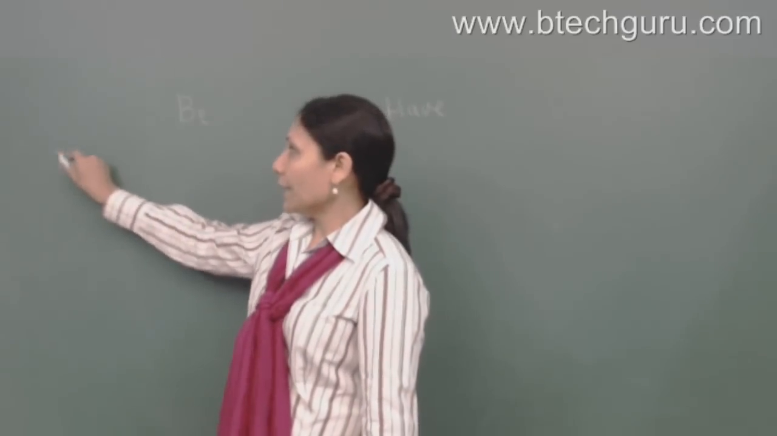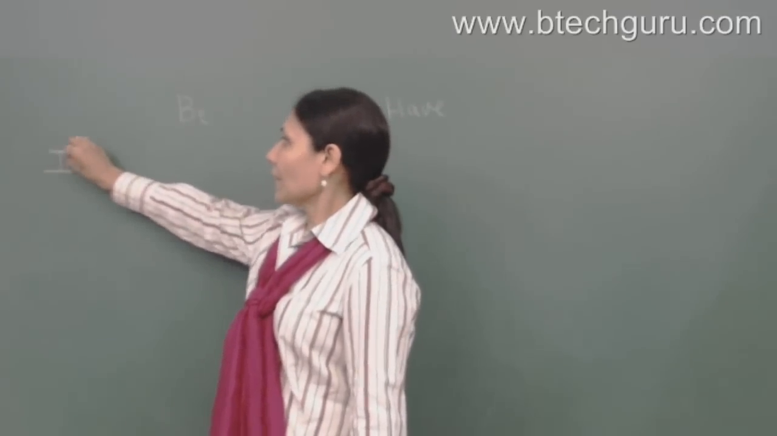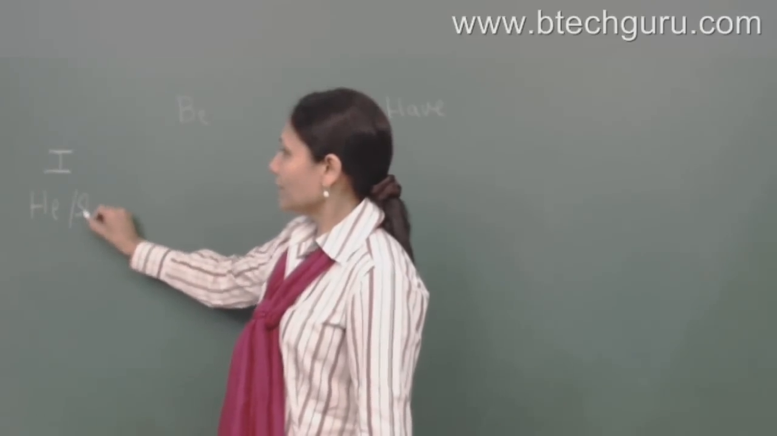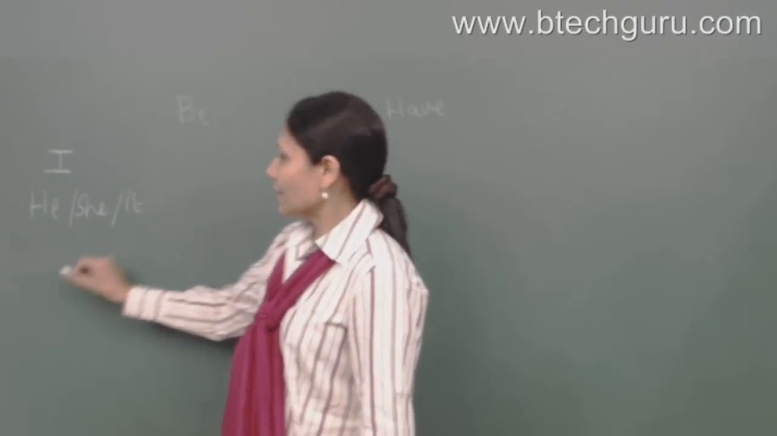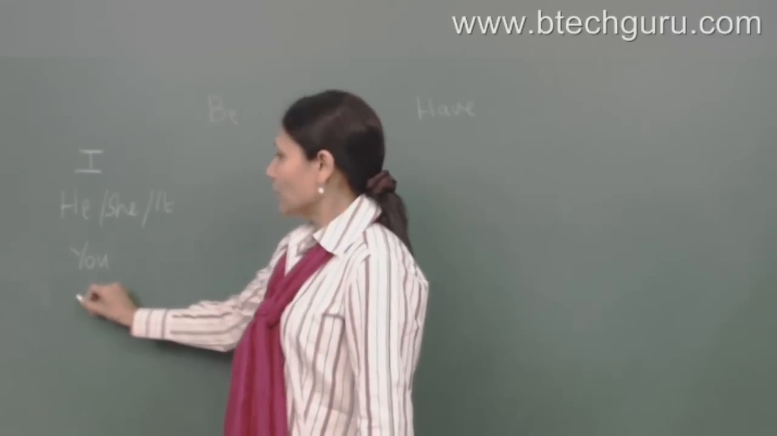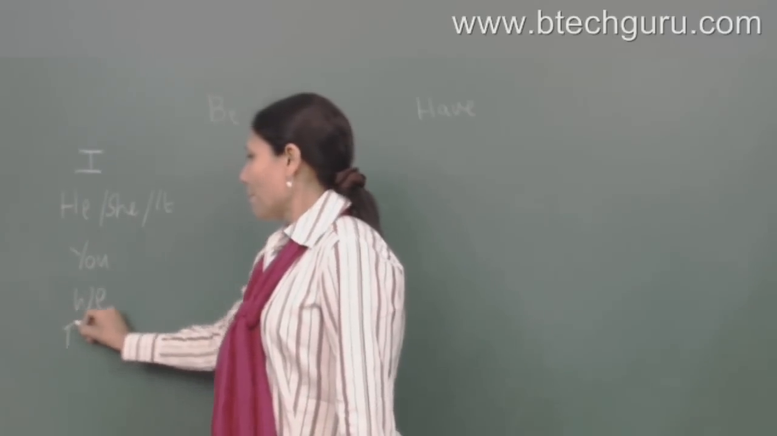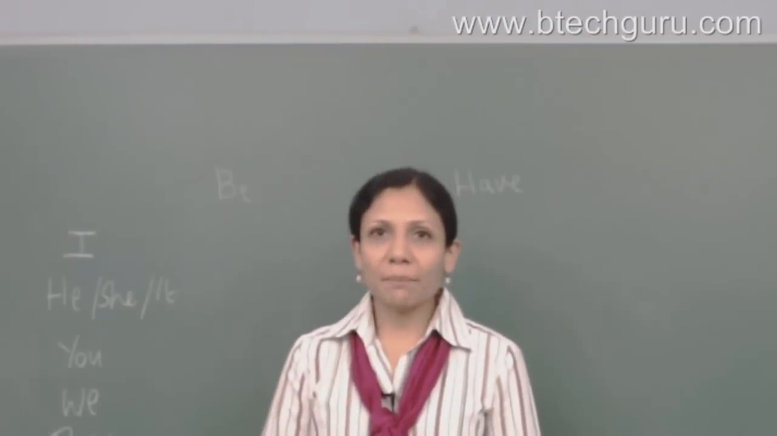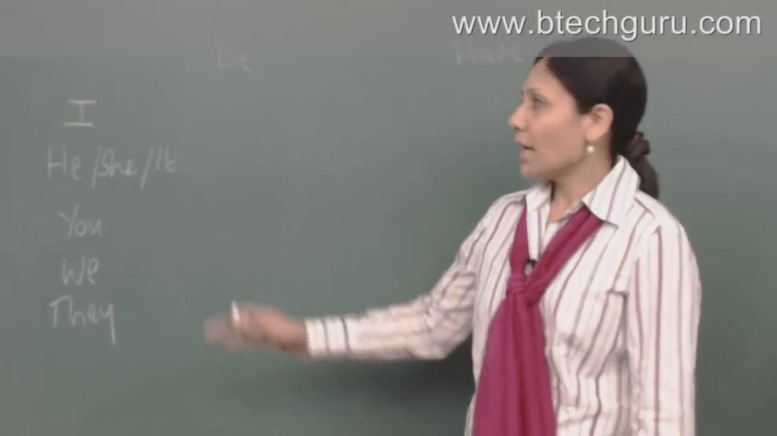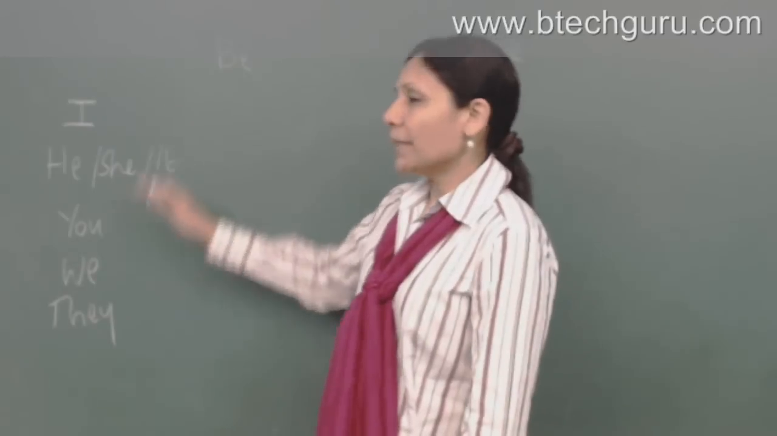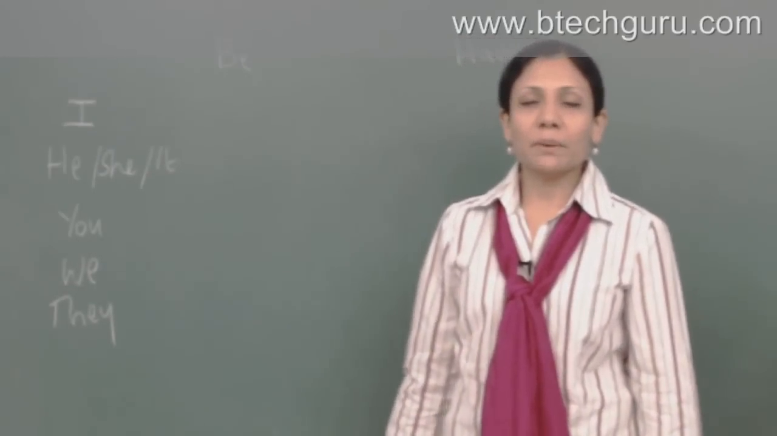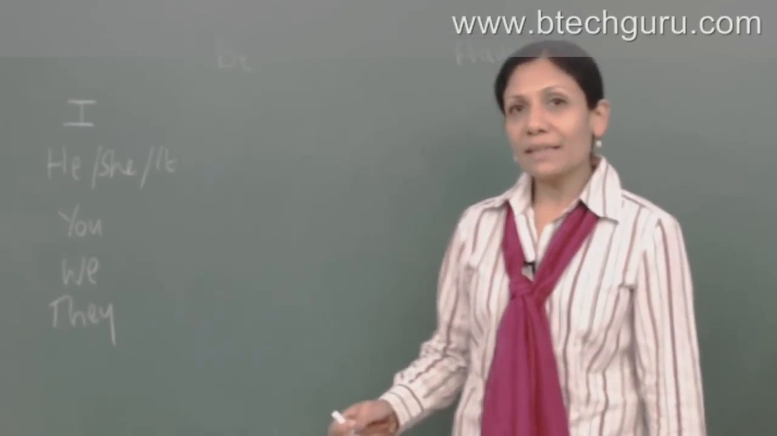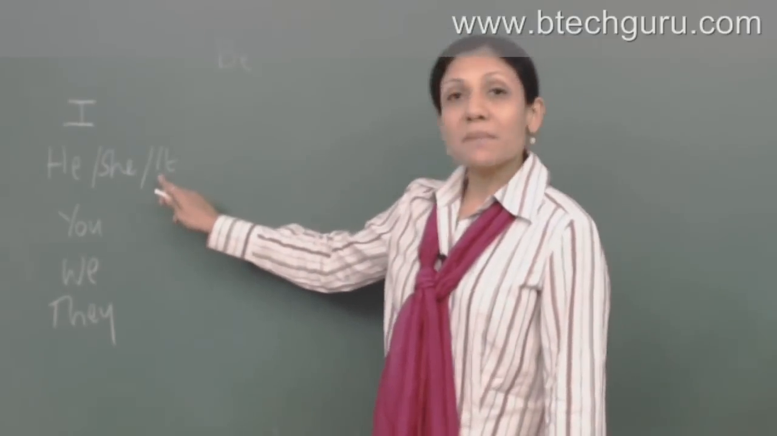We start with I, and we then go on to he, she, and it, and we have you, we, and they. Now in English, all the time, anything that you speak about, if it has a subject, it will be one of these. For example, if you're speaking about your pet dog, obviously then the subject then becomes it.